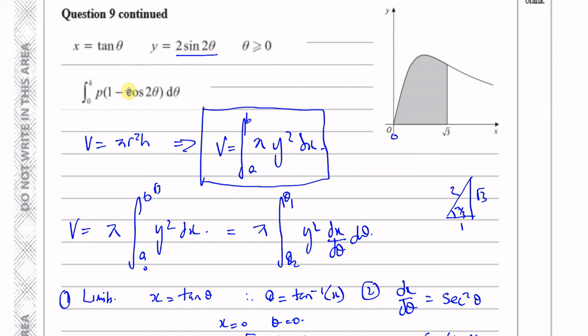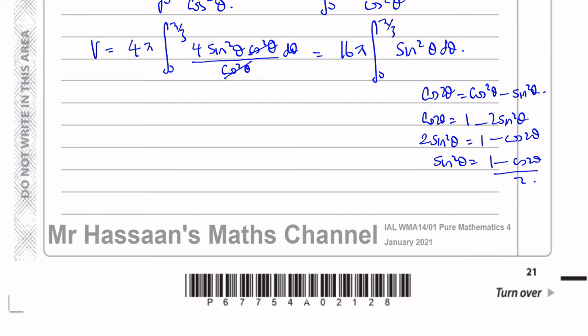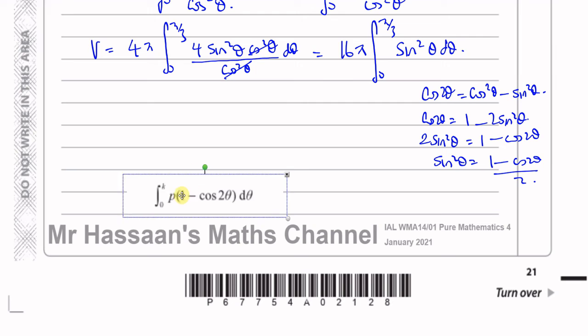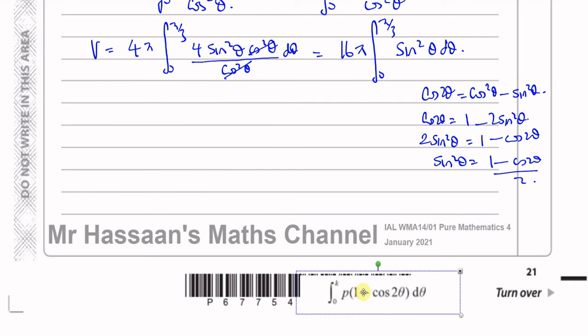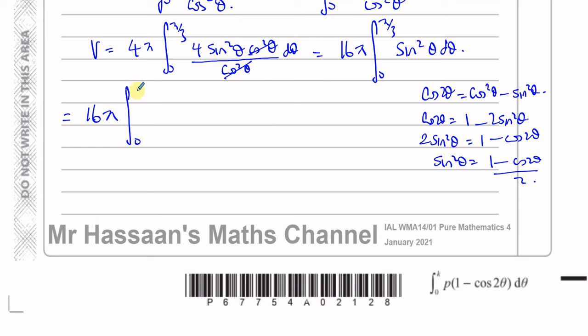I'm just going to take this and bring it down here so we can see exactly the form that we need. That's how we need to put it in the end. So now I've got 16 pi, and the integral between 0 and pi over 3, of a half times 1 minus cosine 2 theta, integrated with respect to theta.